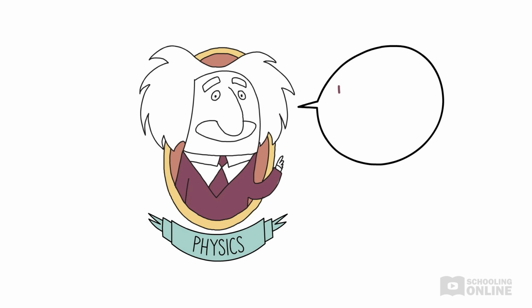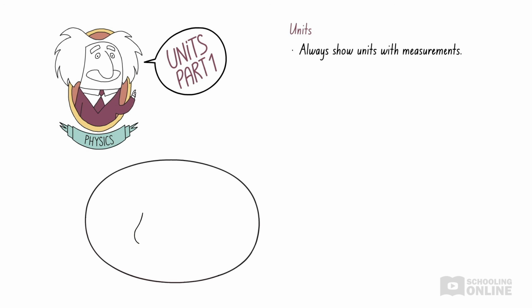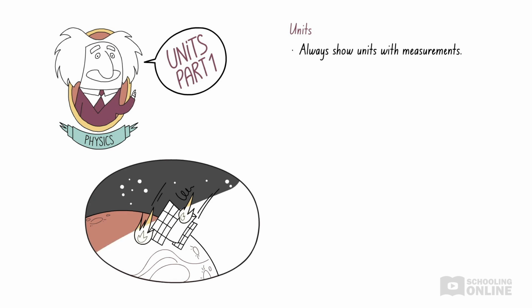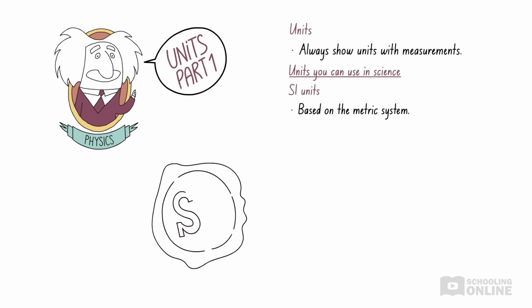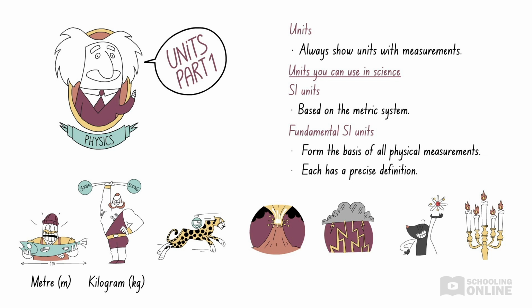Let's revise what we've learned in this lesson. We always need to show units with our measurements. This way, people will understand exactly what we're talking about. In science, we use the SI unit system, which is based on the metric system. There are 7 fundamental SI units. Each one has its own precise definition, such as the metre, which is the fundamental SI unit for distance.